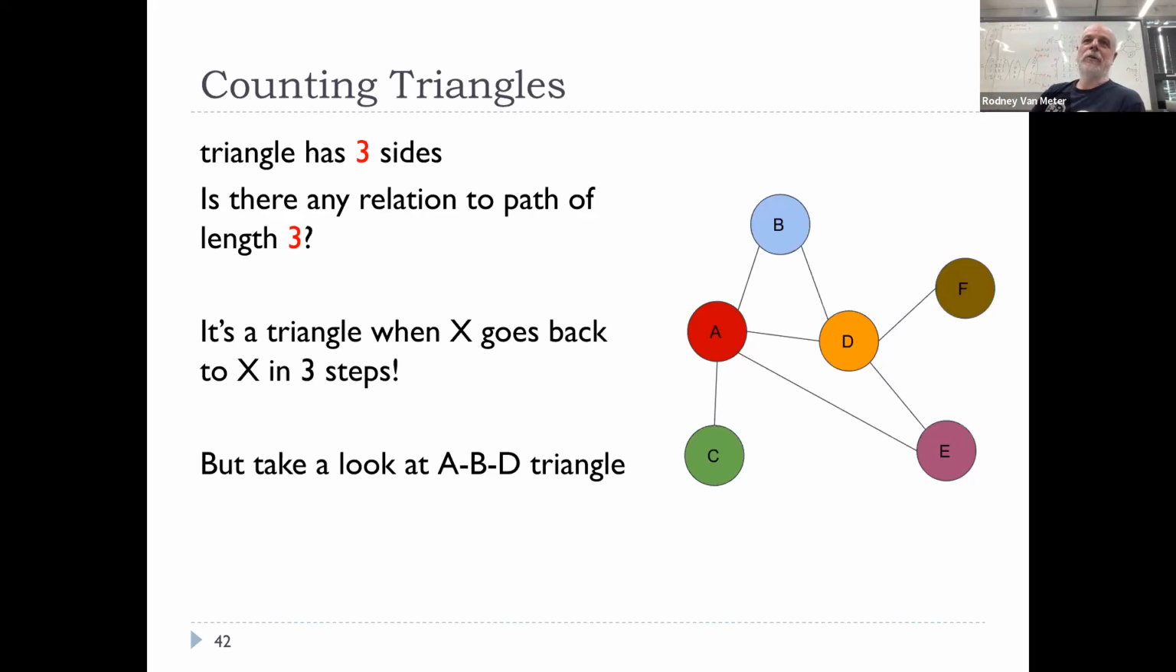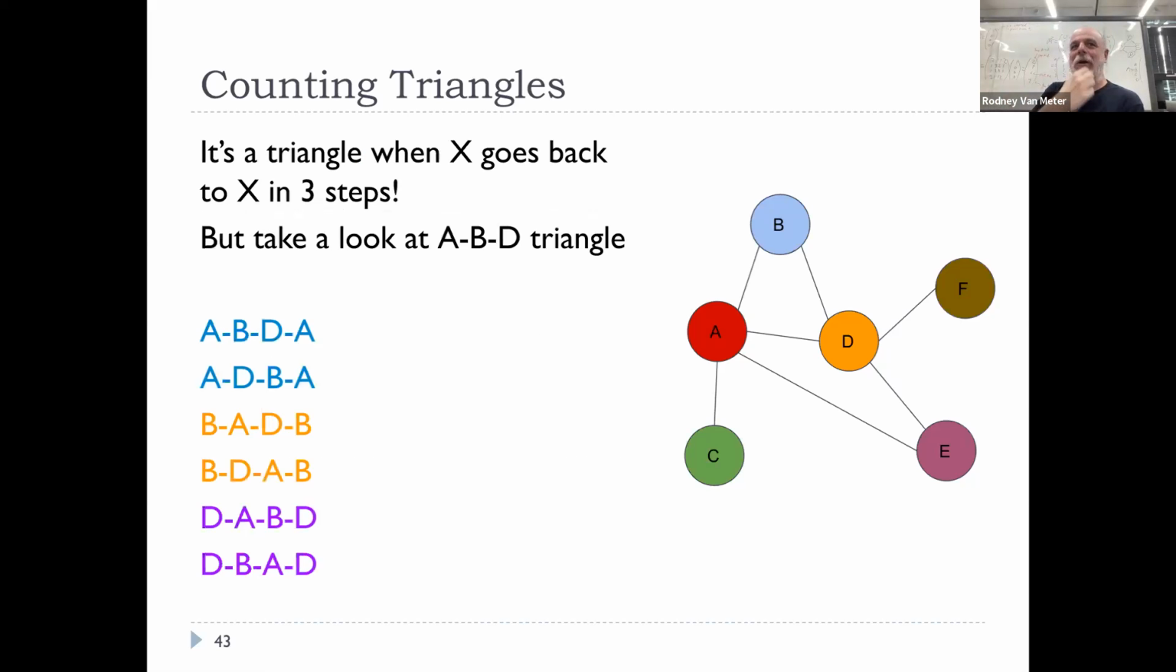So take a look, for example, at the ABD triangle there. If you start at A, you can go A, B, D, and then back to A. And in a path of exactly 3 steps, you've gotten back to A. So that tells us something there, doesn't it? But there are actually 6 different ways in which you could walk on that triangle and end up back where you started. You can go ABDA, or you can go ADBA in the opposite direction around the triangle.